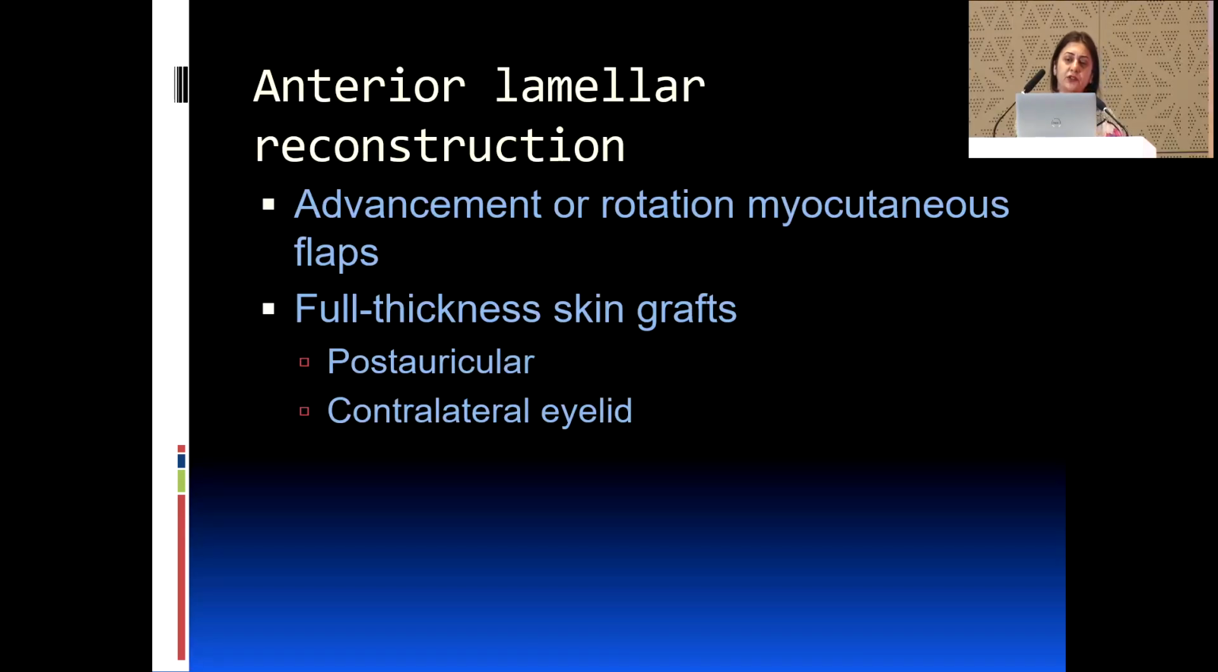For anterior lamellar reconstruction, basically you can reconstruct the skin by advancing the skin from the adjacent area, advancement flaps, or rotating a skin muscle layer from adjacent area, rotation myocutaneous flaps. Or if only anterior lamella has to be reconstructed, then you can take full thickness skin graft like from posterior auricular area or the other eyelid.